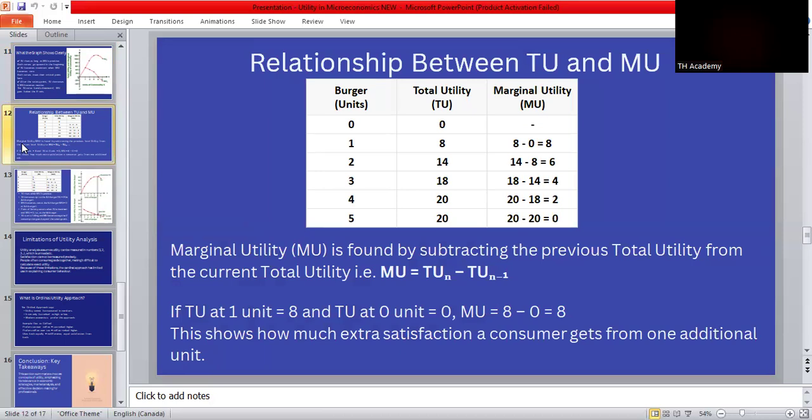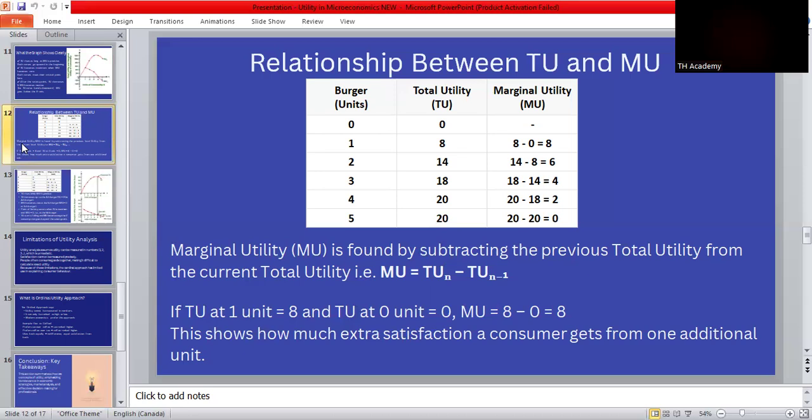Eating the second burger increases TU to 14. So MU is equal to 14 minus 8, that is 6. The third burger raises TU to 18, giving marginal utility 18 minus 14 equals 4. Similarly, the fourth burger increases TU to 20. So MU equals 20 minus 18 equals 2.